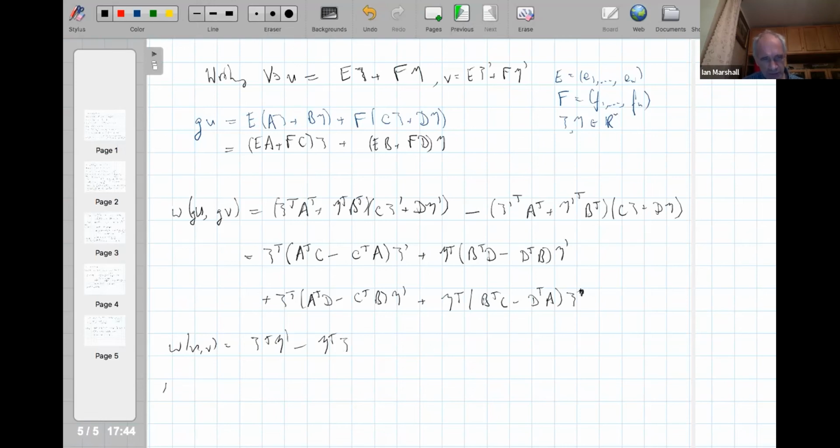So therefore, we require A transpose C equals C transpose A. We require B transpose D equals D transpose B. And we require that this thing is 1 and that this is the same, this is -1. So they are the same statement. So we require that A transpose D minus C transpose B equals I_N. Okay. So that's the matrix representation of Sp(V).